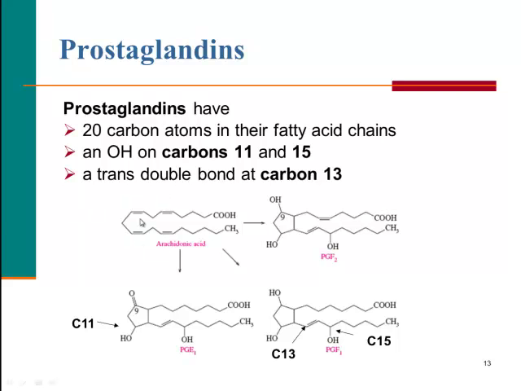So arachidonic acid is the building block for these molecules, and you'll see that they've got a double bond O at carbon 9, and then we've got hydroxyl groups at very specific locations. So hydroxyl group at carbon 11 and carbon 15, and then a double bond at carbon 13. Again, carbon 1 is going to be the one right here at the carboxylate group. So this is carbon 1. You count down, this is carbon 11, this is carbon 13, and this is carbon 15.